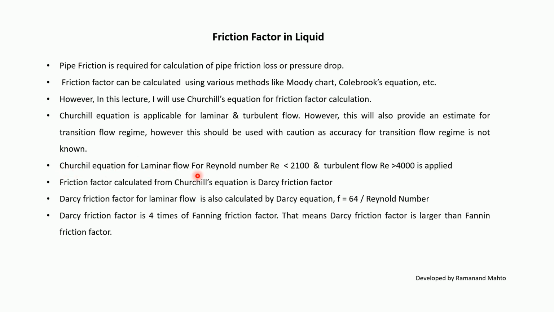Churchill equation for a laminar flow for Reynolds number less than 2100 and turbulent flow greater than 4000 is applied. Friction factor calculated from Churchill's equation is a Darcy friction factor. Darcy friction factor for a laminar flow is also calculated by Darcy's equation, which is f is equal to 64 upon Reynolds number. Darcy friction factor is 4 times the Fanning friction factor. That means the Darcy friction factor is larger than the Fanning friction factor.